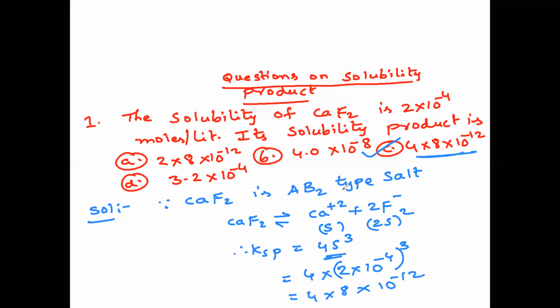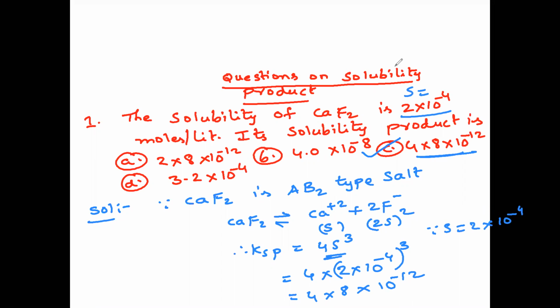Since calcium fluoride is an AB2 type salt, because it dissociates to form Ca2+ plus 2F-, the solubility of calcium is S because it is only 1 mole, and this is 2 moles, so (2S) whole square. So the solubility product becomes 4S cube. S is equal to 2 × 10^-4, which is already given. So 4S cube means 4 × (2 × 10^-4) whole cube, which is equal to 4 × 8 × 10^-12. So the answer is option C.